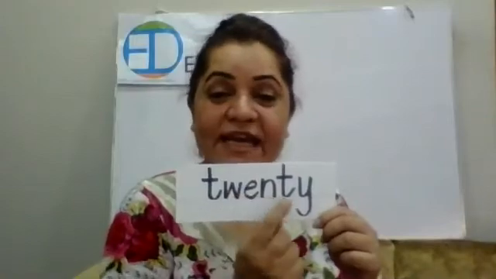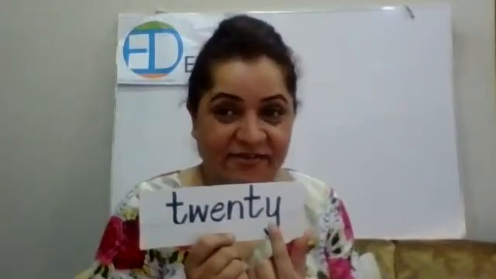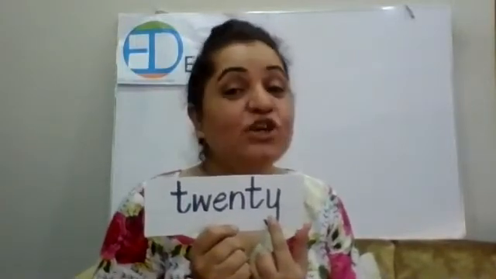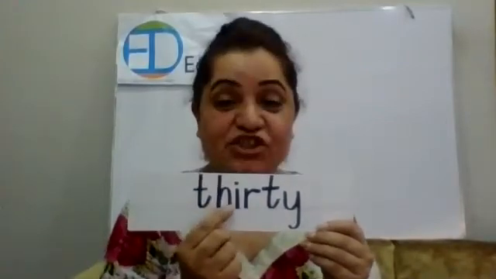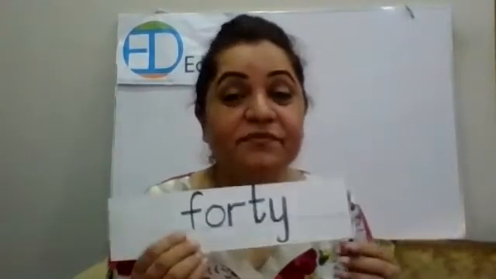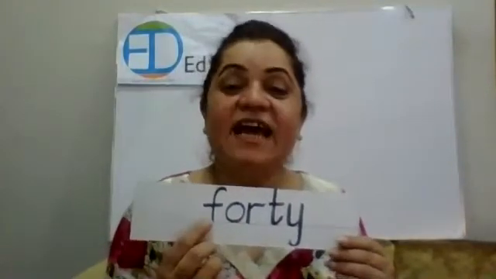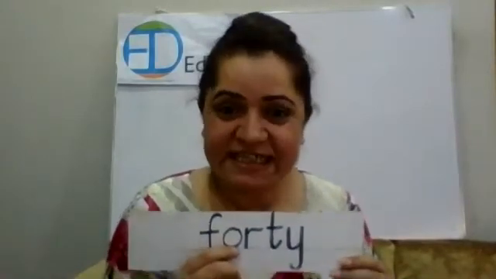The first is TWENTY, 20. Now at the end, there will be TY, right? 20, 20. That's great. Then 30, THIRTY, 30. That's great. Then we have 40, FORTY, 40. That's great.